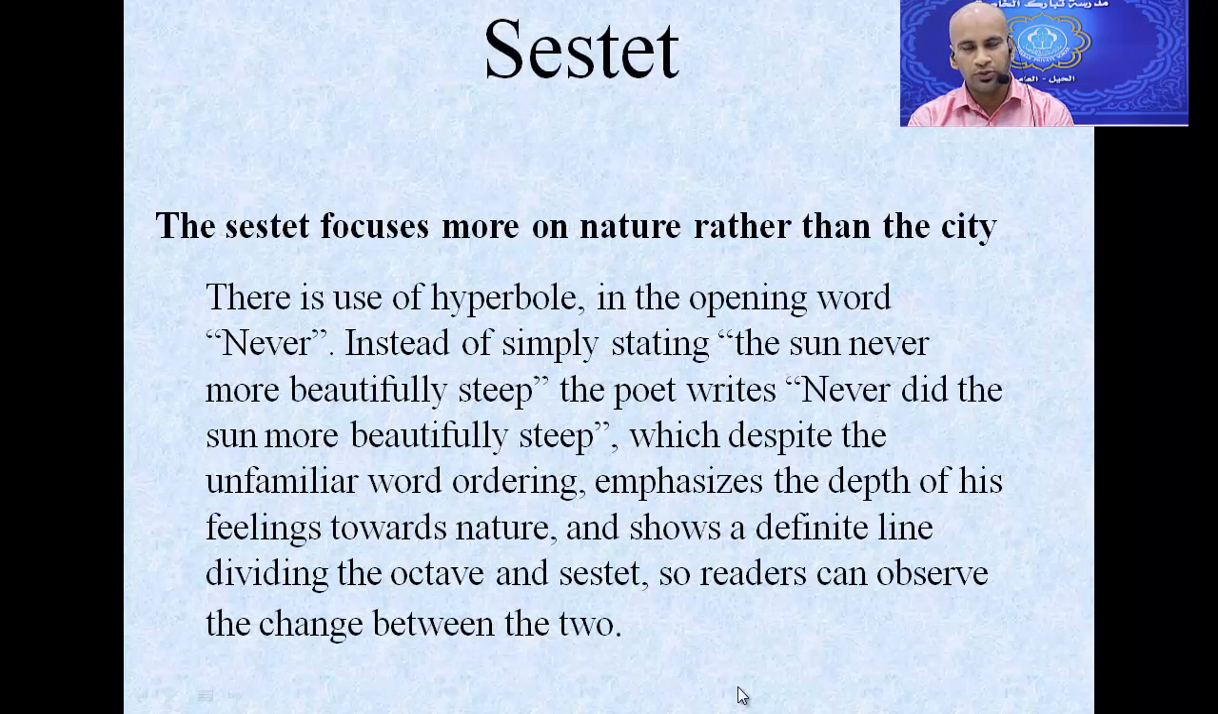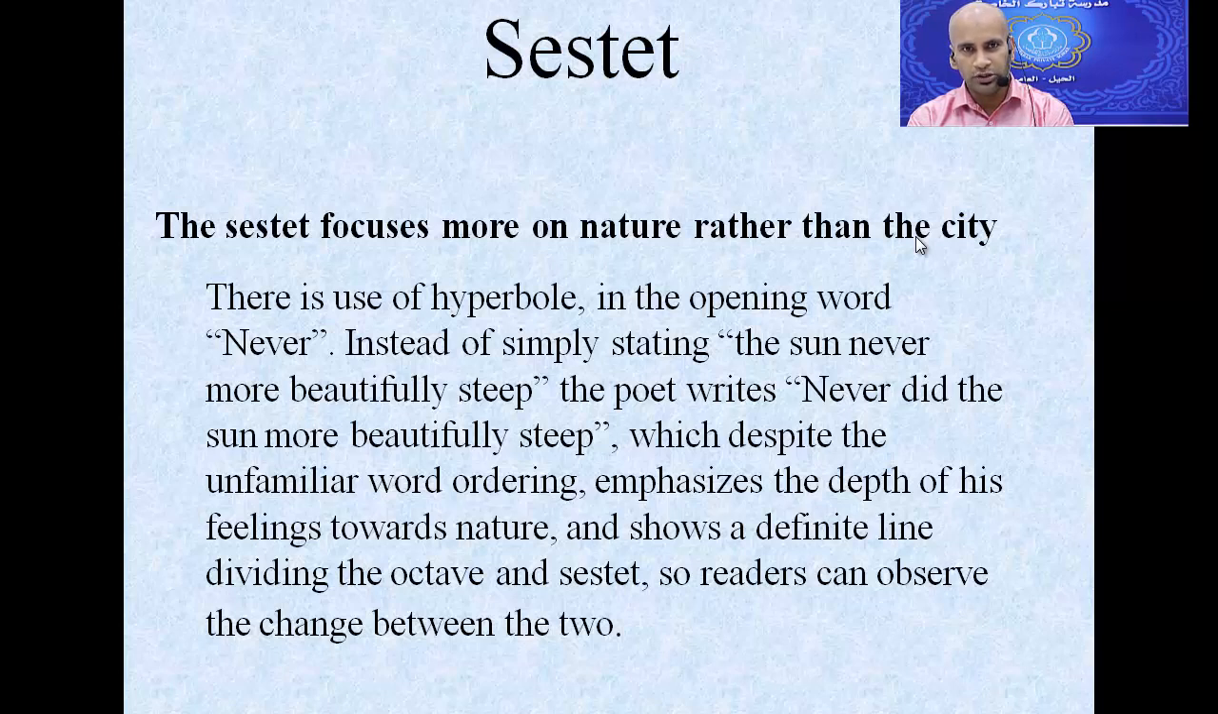Now the sestet. Sestet means the last 6 lines of a Petrarchan sonnet. Here the sestet focuses more on nature rather than the city. As we could find, the octave focused more on the city and the sights, but the sestet focuses more on nature. We could find from the hyperbole, "never did the sun more beautifully steep."